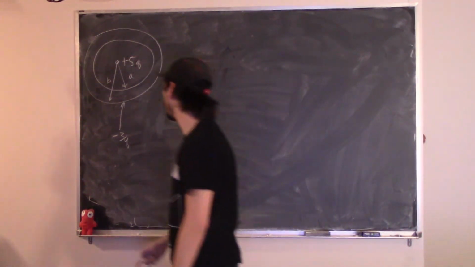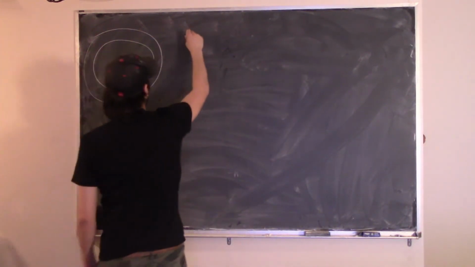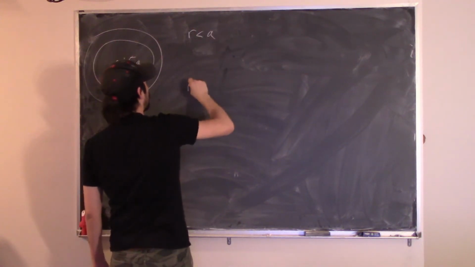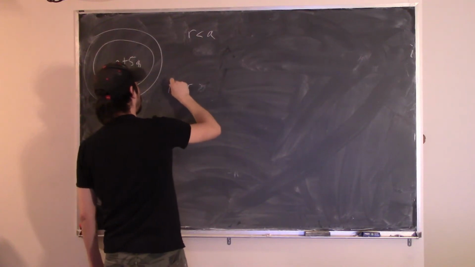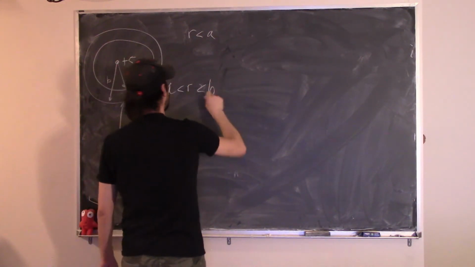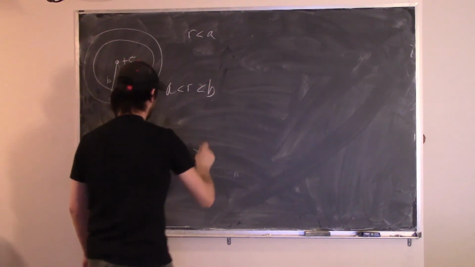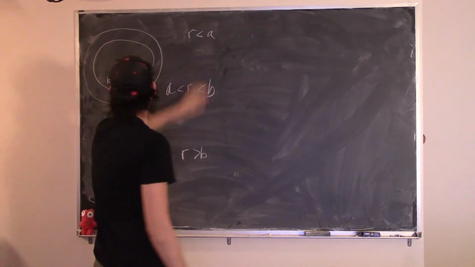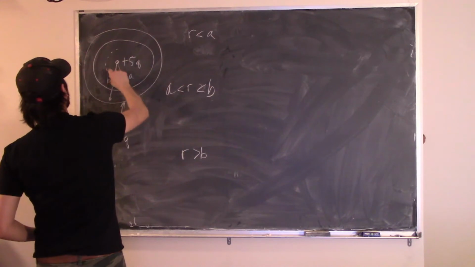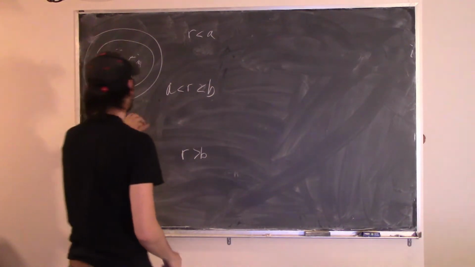So for this one, we're going to have three regions. So r is going to be less than A, r is greater than A. I always do this backwards. r is greater than A and less than B. r is greater than B. Okay. So for the region r is less than A, our Gaussian surface is going to look like this.